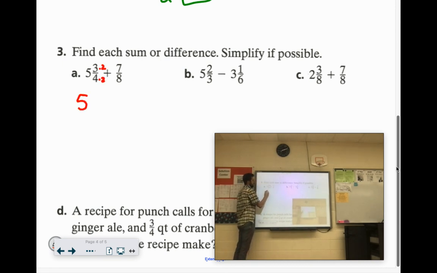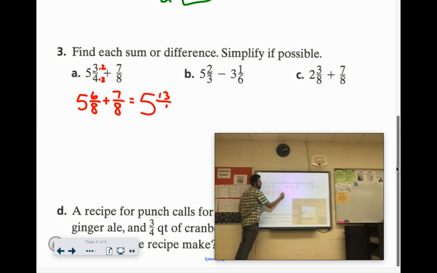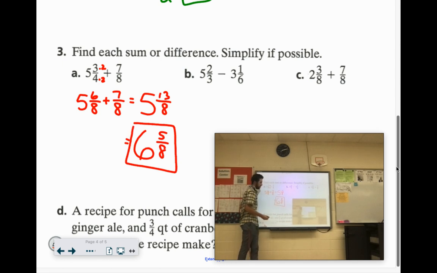So it'd be 5 and 6/8 plus 7/8. So we have 5, and then 6/8 plus 7/8 would be 13/8. Now, 13 is larger than 8, so we're going to make another whole. We're going to bump 5 up to 6, and then 13 minus 8 would be 5. So you're left with 5/8. 6 and 5/8.